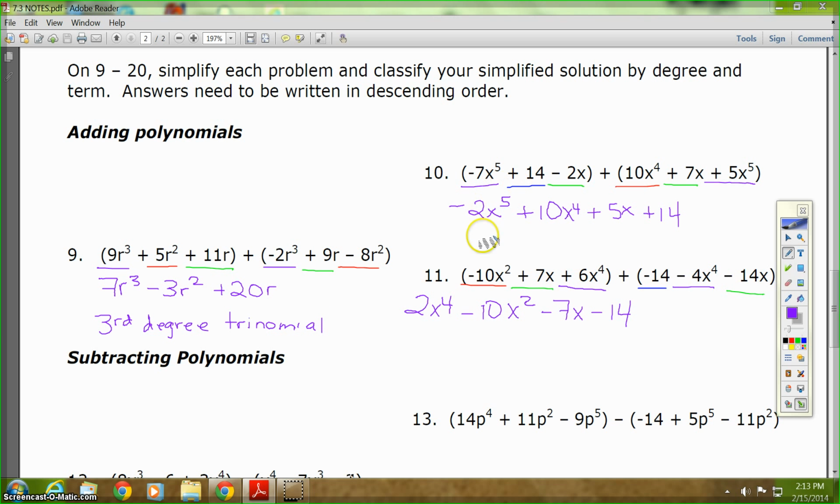My biggest exponent is a 5, so that's going to make it a 5th degree. And I have more than 3 terms, so that's going to make it a polynomial. And my biggest exponent is a 4, so that's going to make it a 4th degree. And again, I have more than 3 terms, so it's going to make it a polynomial.